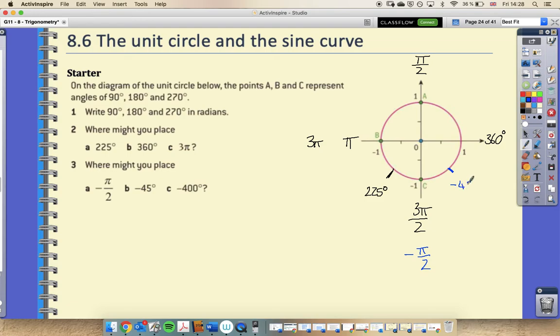Negative 45 degrees. Okay, we've got a tricky one here. It's a negative angle, and it's above a full turn. So I'm going to go clockwise as it's negative. I'm going to start by doing a full 360 degrees, and then I want to go another 40 to make it up to 400. So negative 360 is here. Negative 400 will be very close to this, maybe even a bit closer than I can draw accurately.